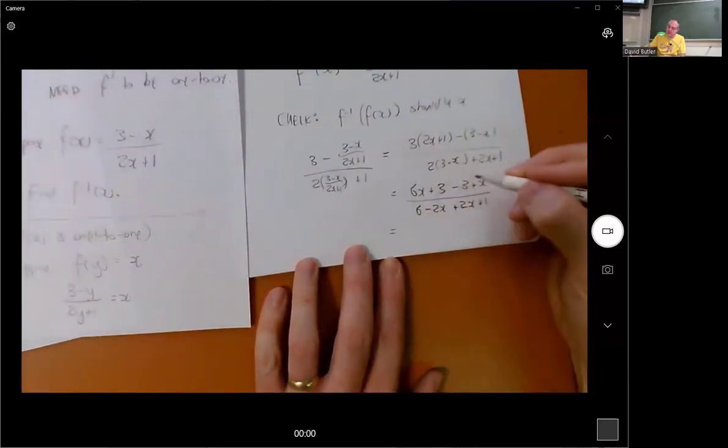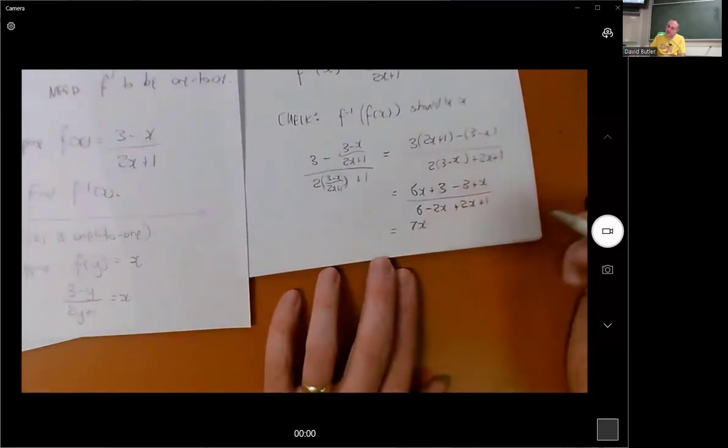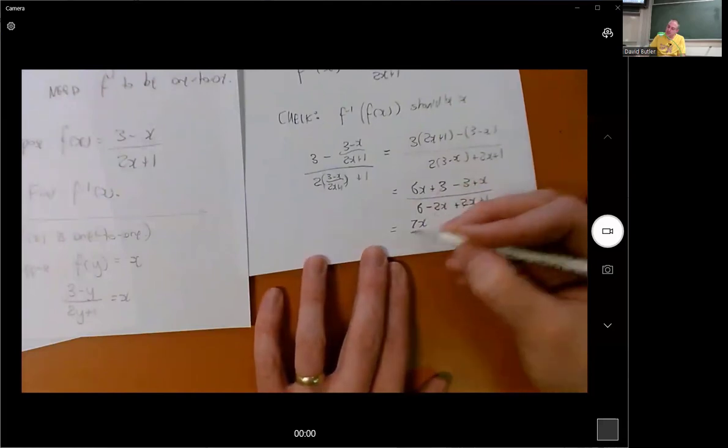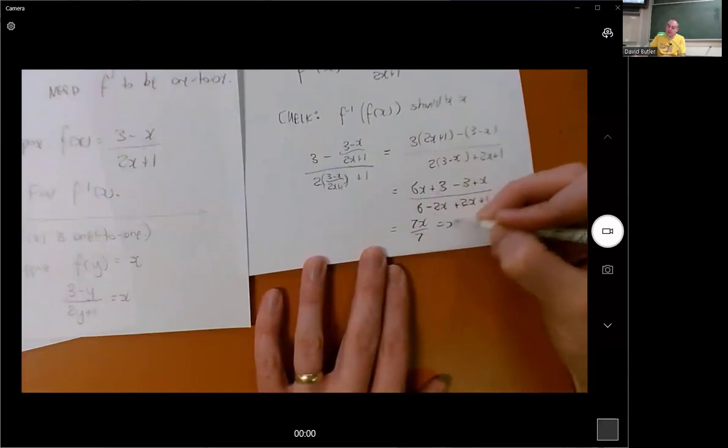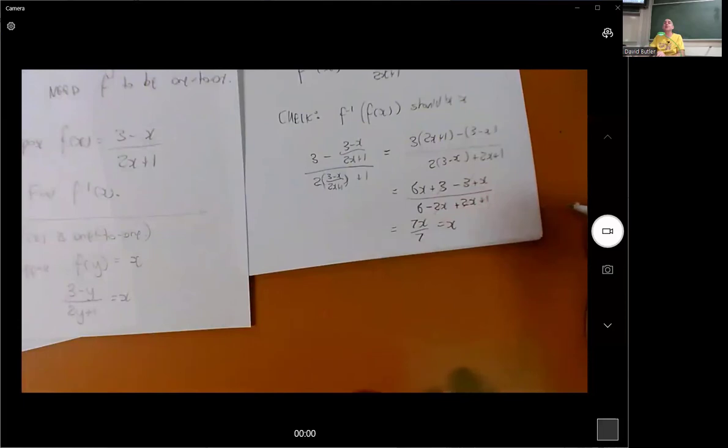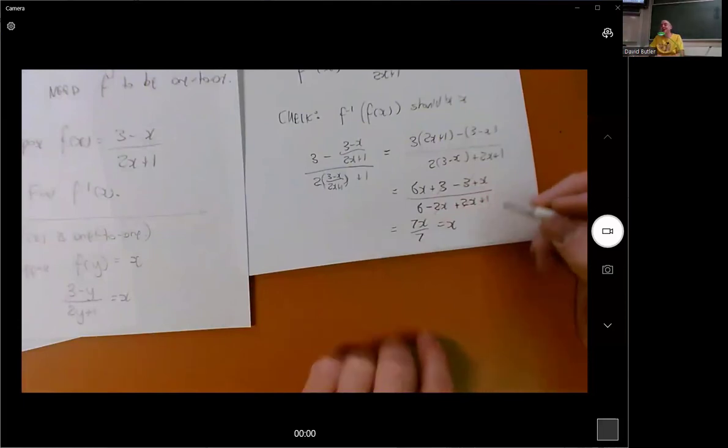And so they cancel and I'll have 7x on the top. And then they cancel and I'll have 7 on the bottom. And the answer is x. Checks out, does exactly what it's supposed to do. Ah, that's so cool.